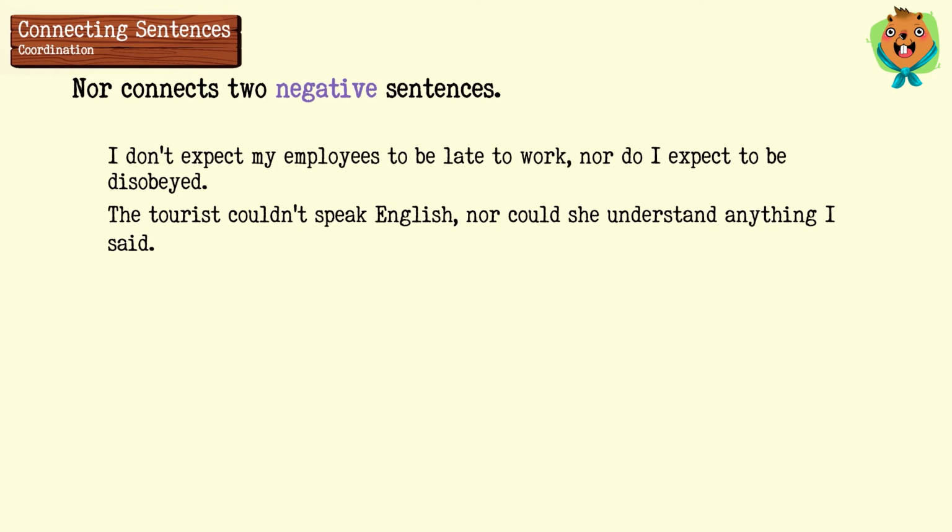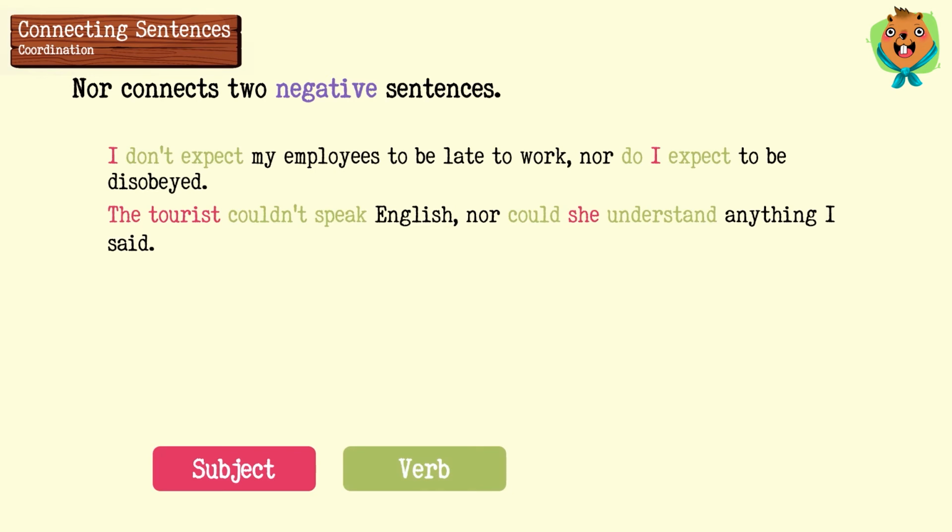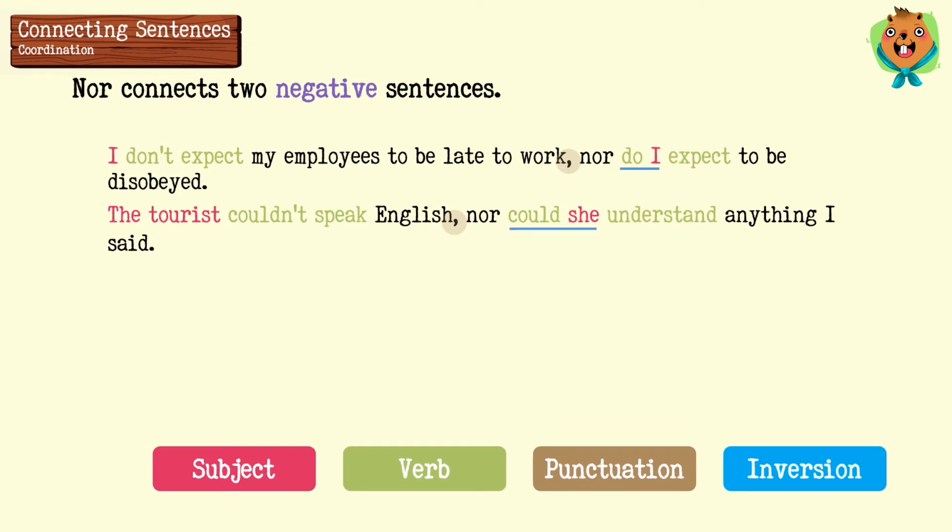Notice that like any other sentence in which we use coordination, we have subjects and verbs on both sides, and we use a comma before the conjunction. But one feature specific to nor is that after this conjunction we need inversion. Inversion is a specific structure we use in English for different purposes. In inversion, we use the auxiliary verb, verbs like do, did, must, may, and can, or sometimes the main verb before the subject of the sentence in certain situations.